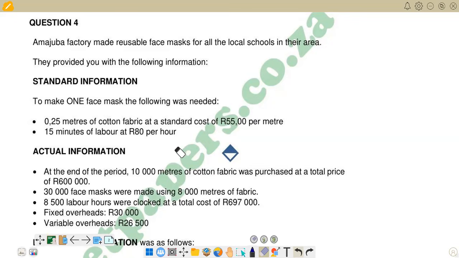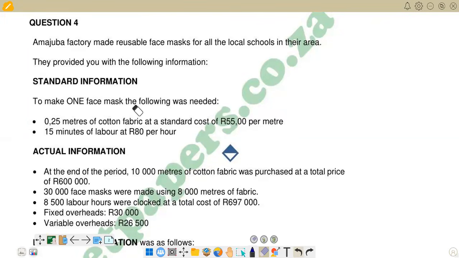We are still working on a past exam paper. We've got a question paper here, still on June 2023. So this is our question 4. Today we want to look at question 4, and this question is on standard costing. So I'm going to read what is there, and then we answer the questions that follow.